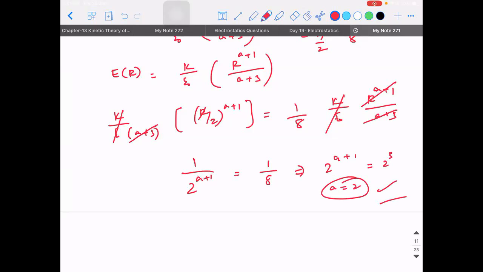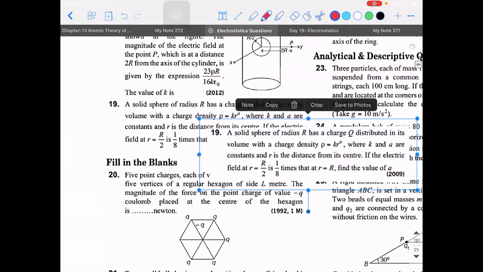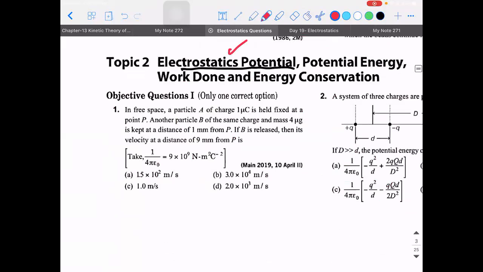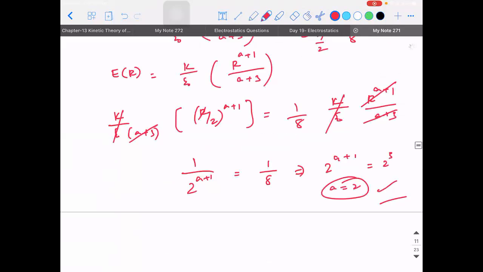So I suggest you see in the book that we gave, you will have more problems like this. You can try them out and let me know if there is any doubt. Okay. Shall I move on to the next part of the chapter? That is electrostatic potential, potential energy, work done, and energy conservation. Right. Now let's discuss.